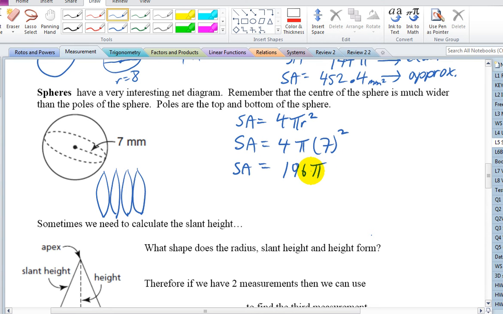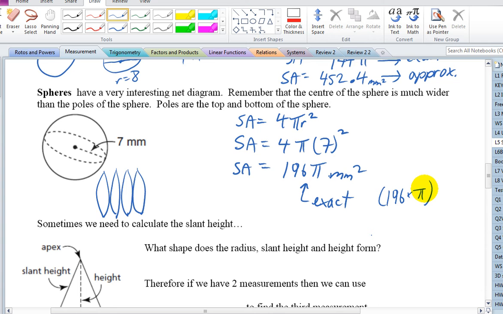Now, does it say anywhere to go to a decimal? No. So let's leave it as that. This will be millimeters squared. Again, this here is your exact answer. 196 times pi.